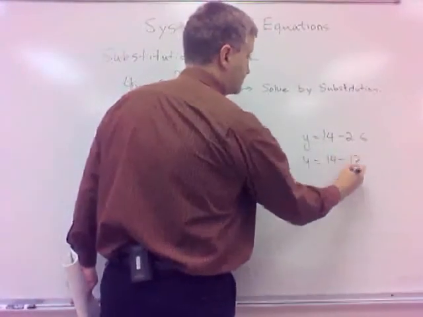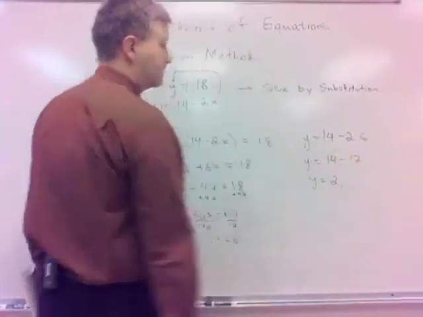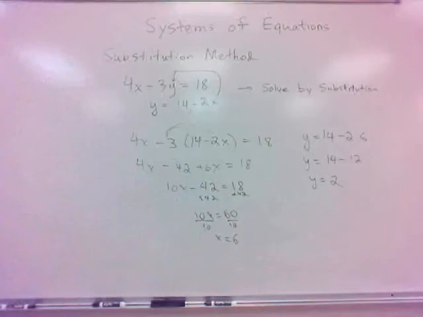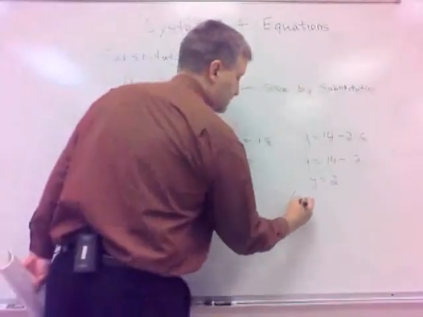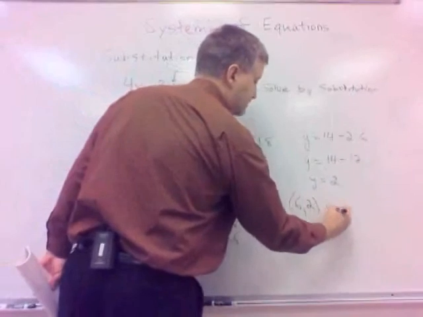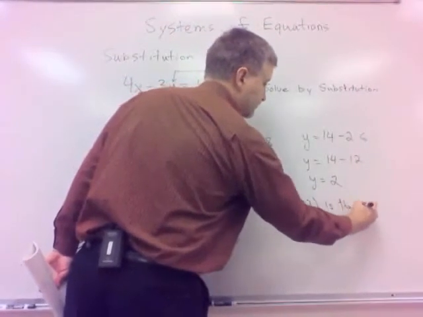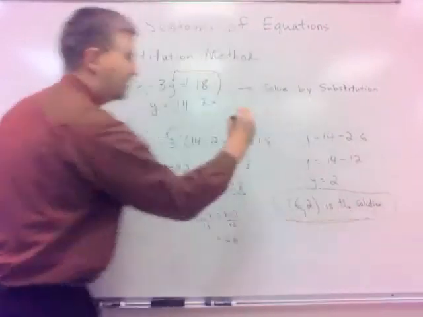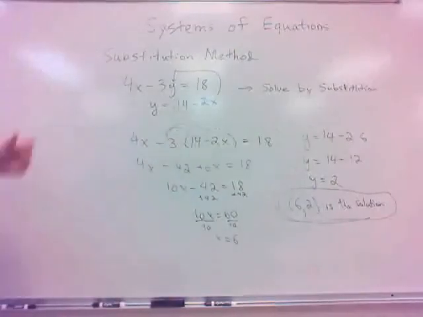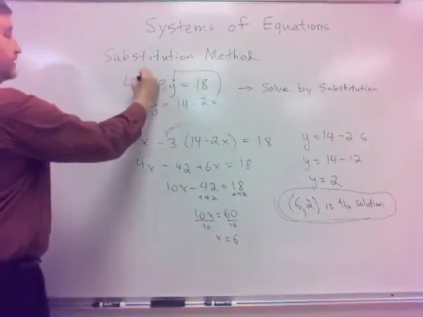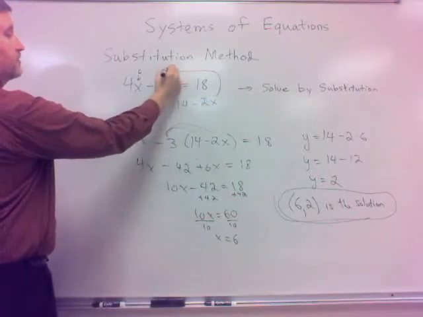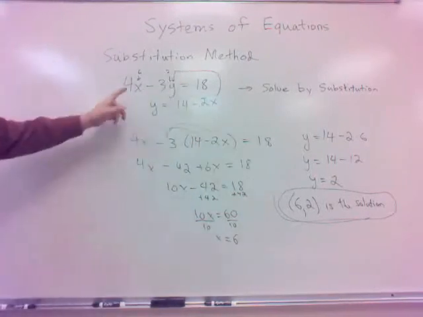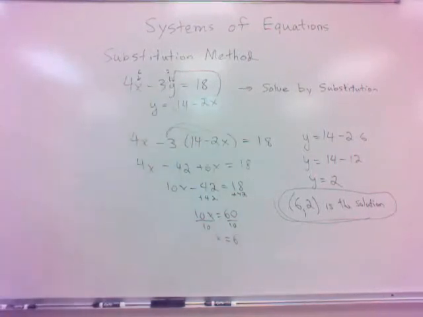14 minus 12 tells me y equals 2 to go along with the 6 for x. So (6, 2) is my solution. It will work in both, and you can check that pretty quickly. If you plug in x to be 6, y to be 2 there, that'd be 24 minus 6. 24 minus 6 is 18, and of course it works in the second one too.